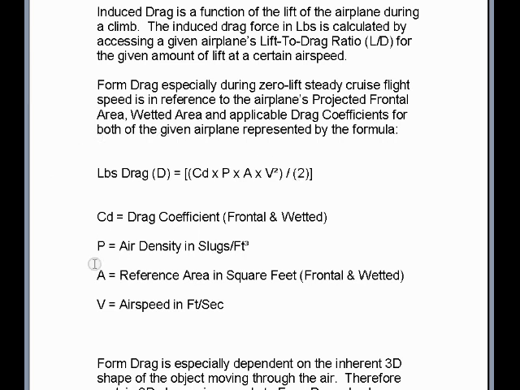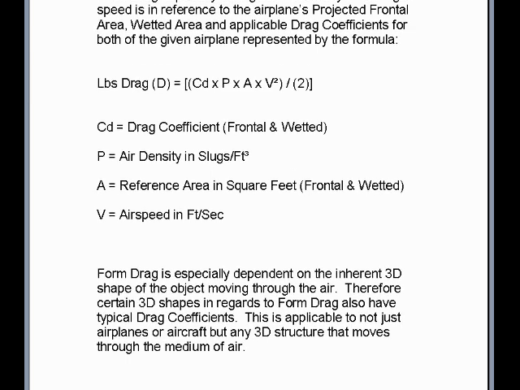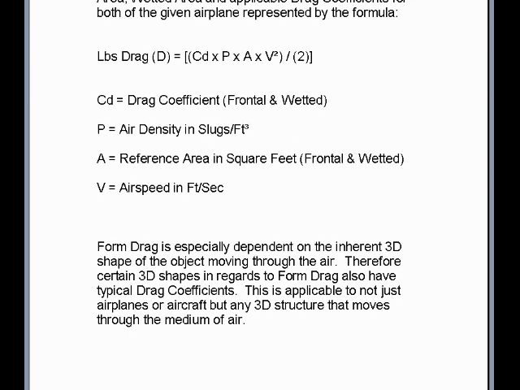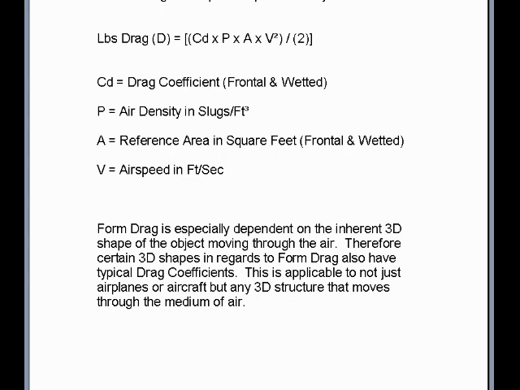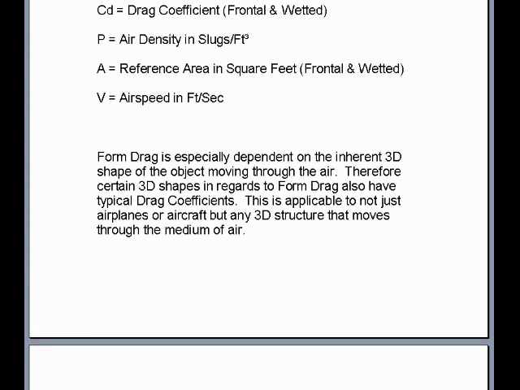Using this formula can become very tedious and complicated because you have to break up the reference area into both frontal and wetted area, and then the drag coefficients in both projected frontal area and wetted area as well. So there's an easier way to make this calculation, focusing on the various L over D constants given for the airplane at different flight speeds, altitudes, and lifts.